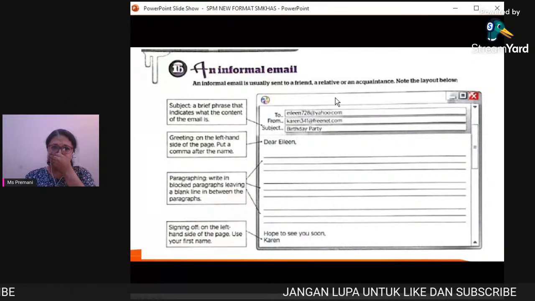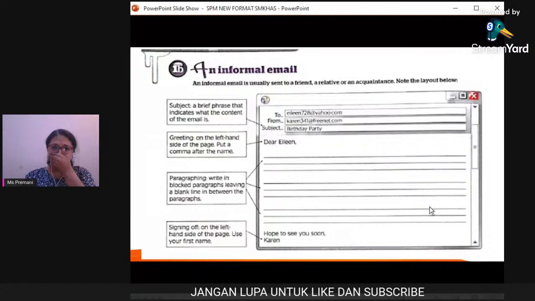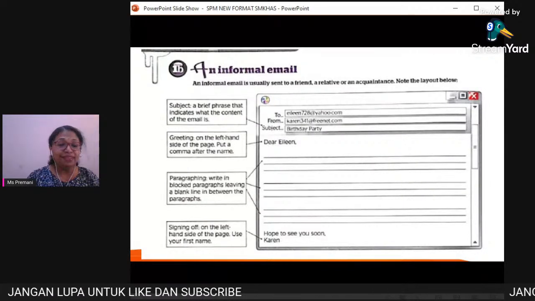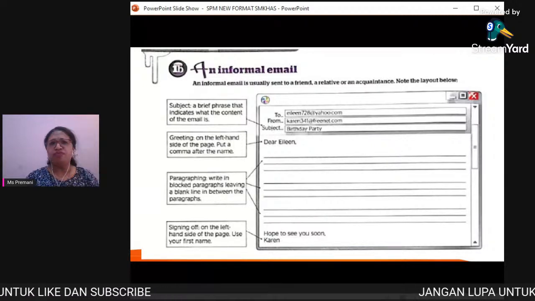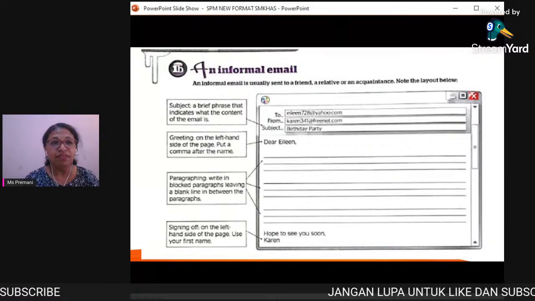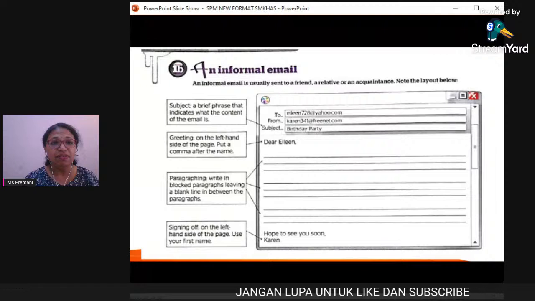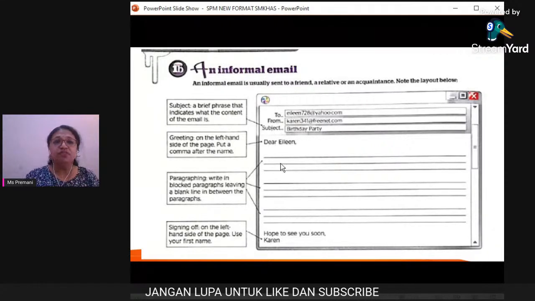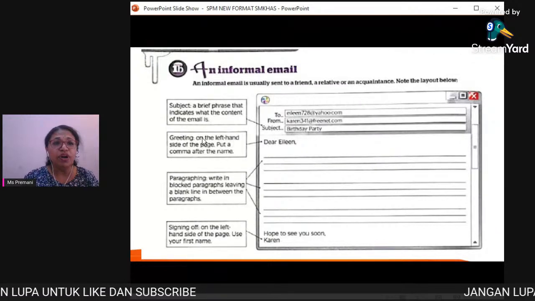Okay, now this is an email, an informal email. So if you open your Form 4 textbook, it's there. Teacher, I don't have the Form 4 textbook right now in Form 5. Ebook available. If you don't have, ask your teachers. Okay, so if you see here, this is the format. They give you what you should write, what you should begin, and all that.